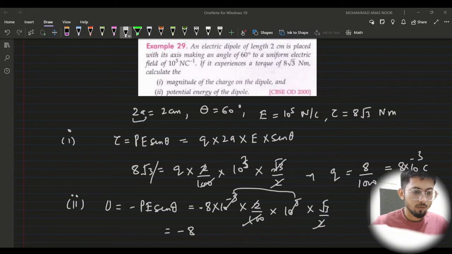I'm sorry, this is cos 60, no? So cos theta. Cos theta is cos 60, which is half. So not root 3 here. Okay, now it is correct.